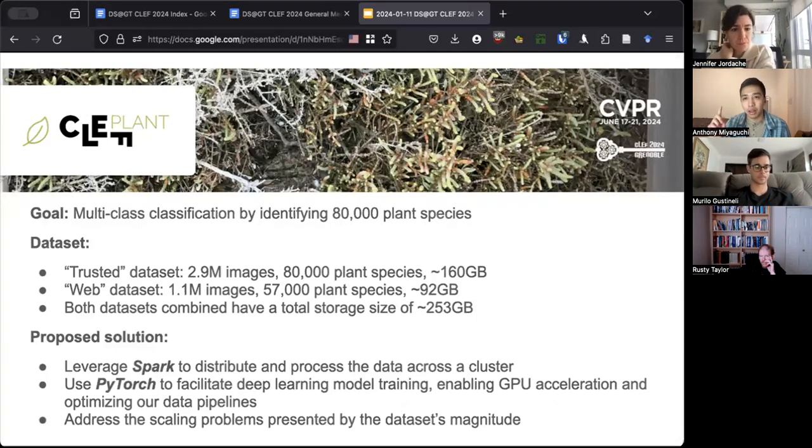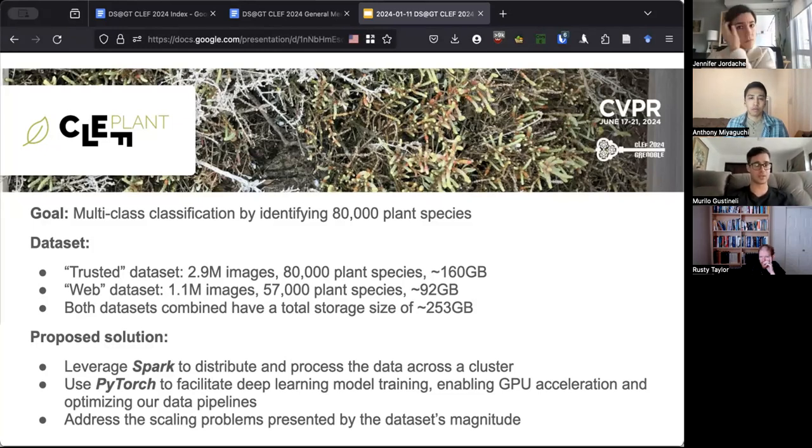Next, PlantCLEF. Give it to Murillo. Yeah, sure. Thanks, Anthony. So I don't have really a sketch of the proposed solution, but I can definitely talk to you about what PlantCLEF is and what we're going to be doing. So PlantCLEF is basically a multi-class classification problem, and we're going to be trying to identify 80,000 different plant species over 4 million images. So that's quite a lot.